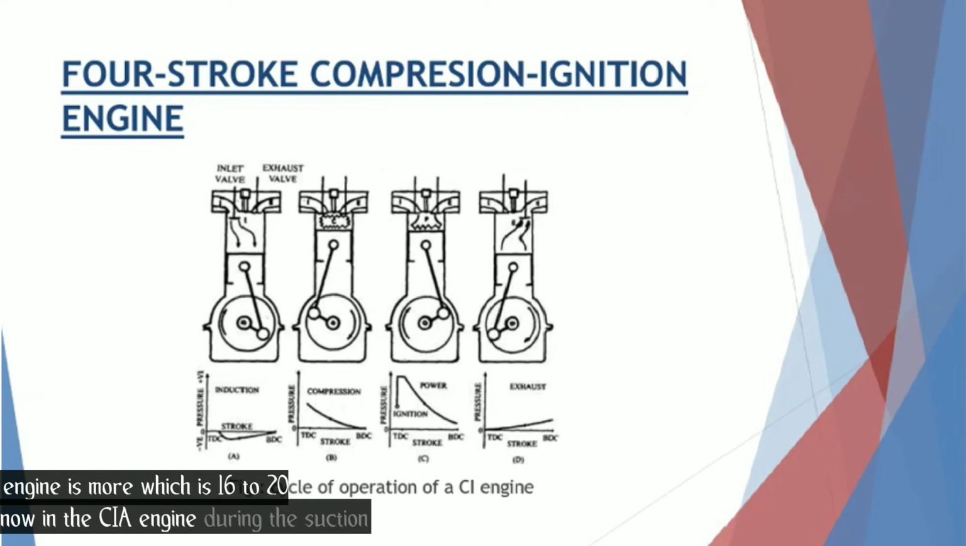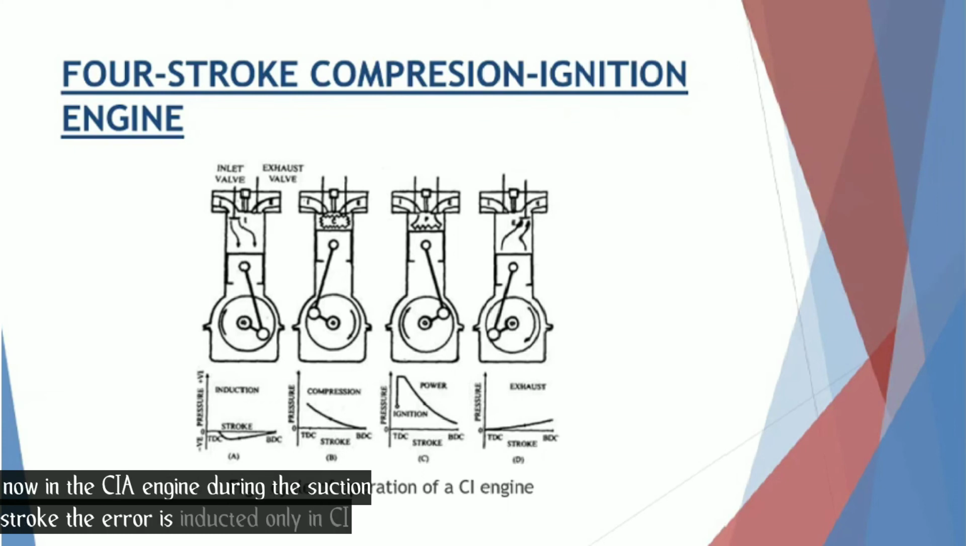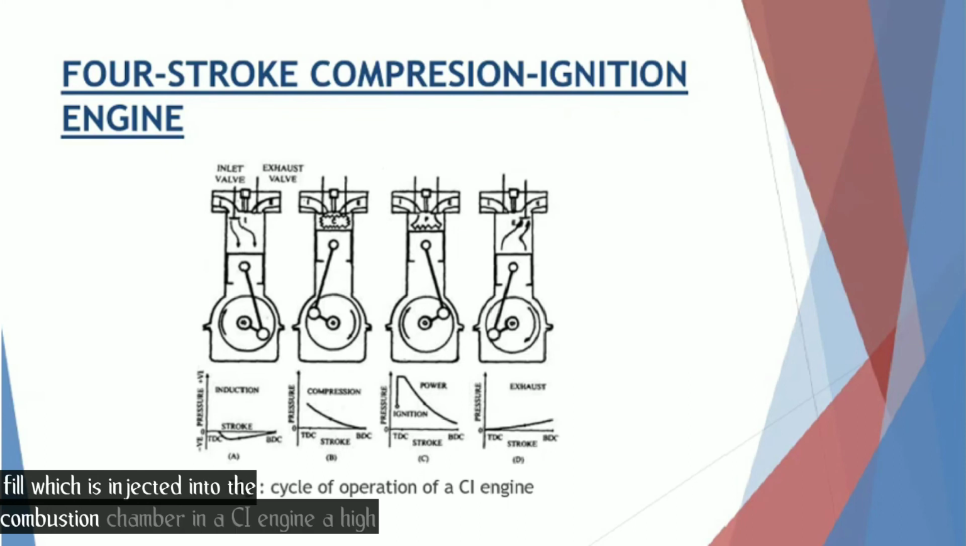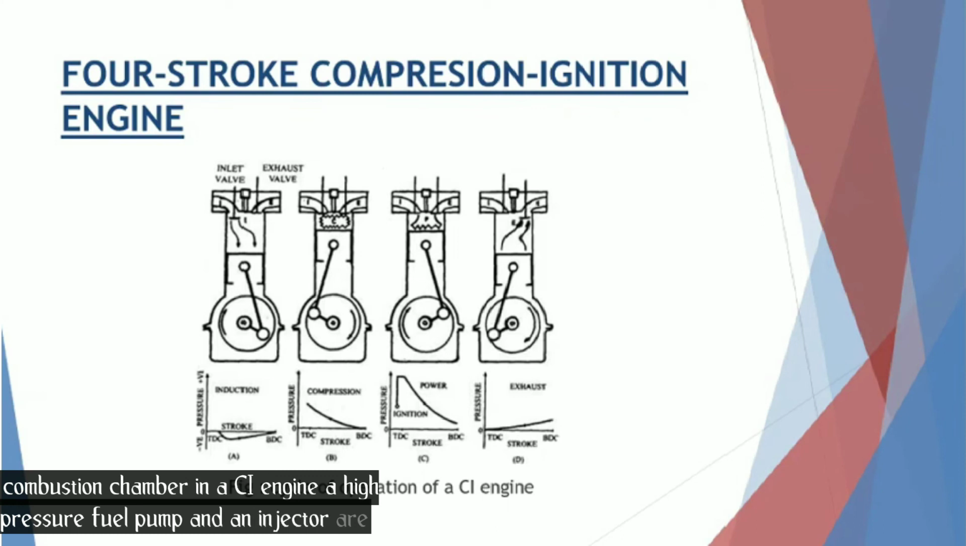Now in the CI engine, during the suction stroke, the air is inducted. Only in the CI engine is air going to come inside the cylinder. Due to the high compression ratio employed, the temperature at the end of the compression stroke is sufficiently high to self-ignite the fuel which is injected into the combustion chamber. In a CI engine, a high pressure fuel pump and an injector are provided to inject the fuel into the combustion chamber. The carburetor and ignition system necessary in the SI engine are not required in the CI engine.